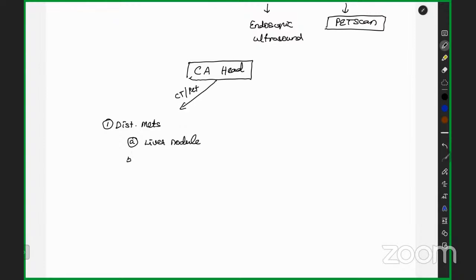It can go to the peritoneum and cause ascites. So that is called malignant ascites. Third thing is going to be your Trousseau's sign. So Trousseau's sign can be there.